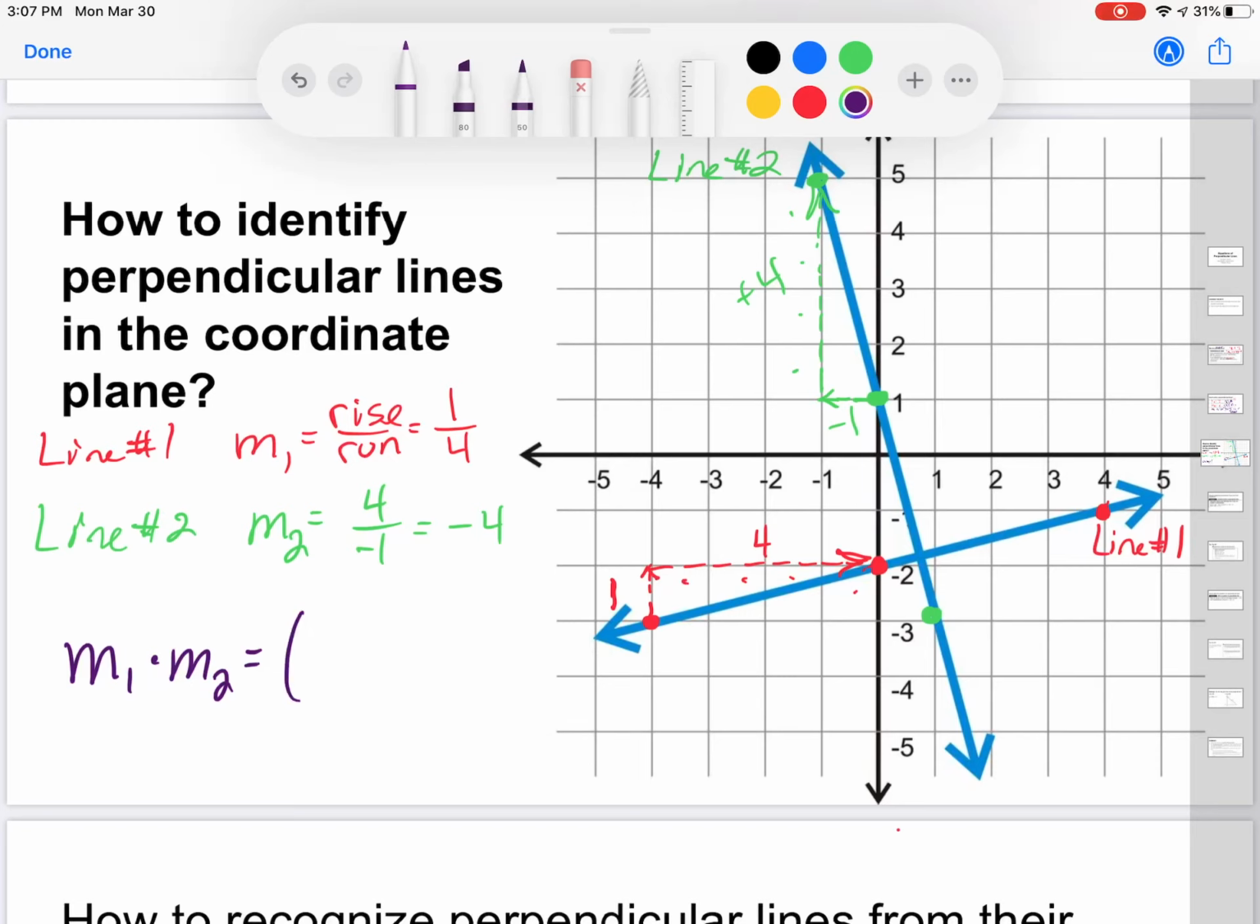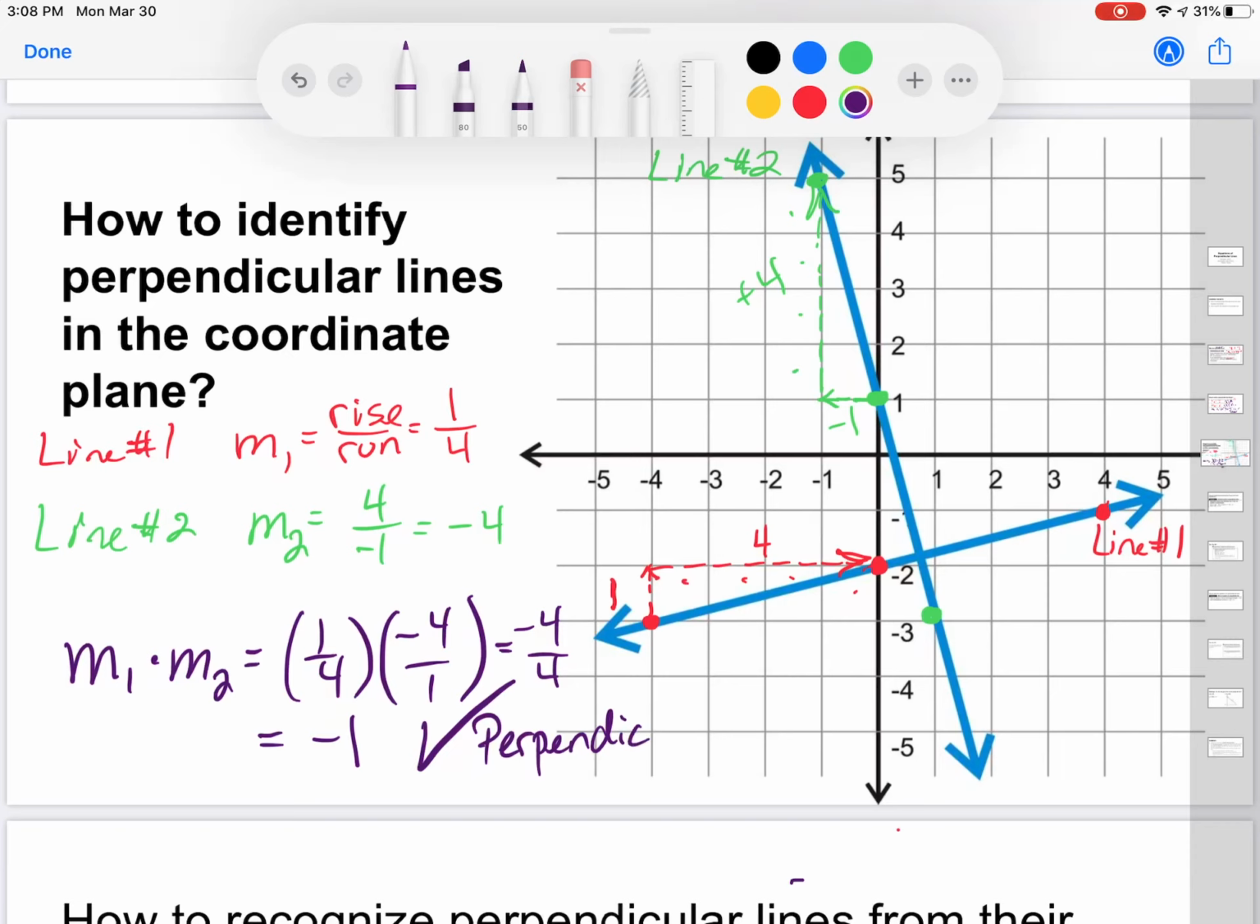And that's going to be 1/4 times a negative 4. And we're going to go ahead and put that over 1 like we did before. And we see that 1 times negative 4 is negative 4, and 4 times 1 is equal to a positive 4. So the product is negative 1. And we'll say yes, these are perpendicular. Okay. And there you have it.